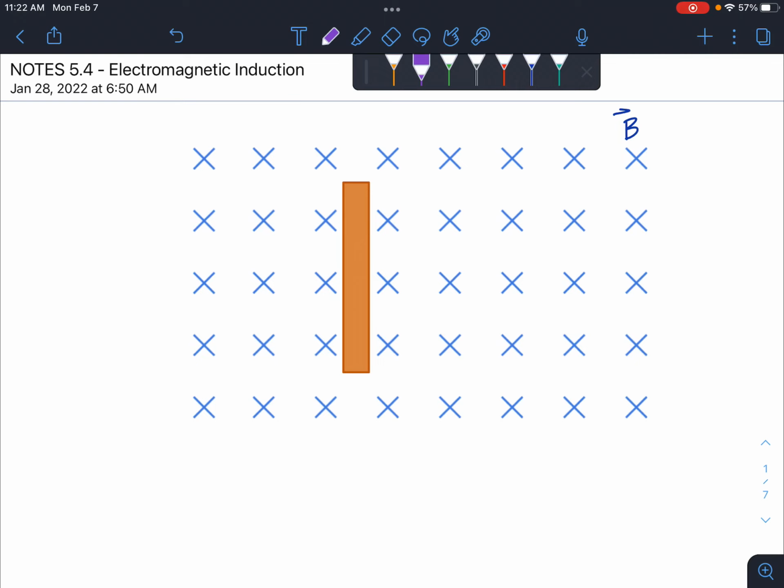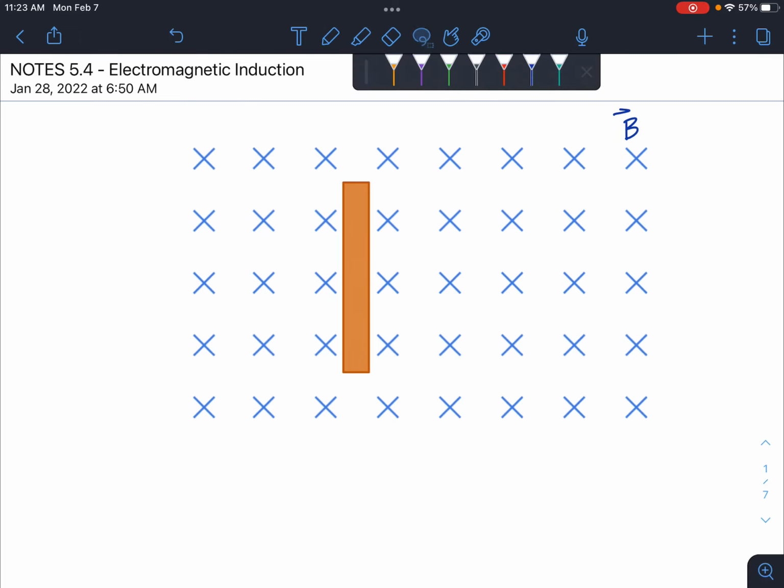But I also want to talk about how understanding the magnetic force on the charges in the situation helps us to have a conceptual understanding of why there is a current or why an EMF gets generated in the first place. So to do that, let's take a look at the situation.